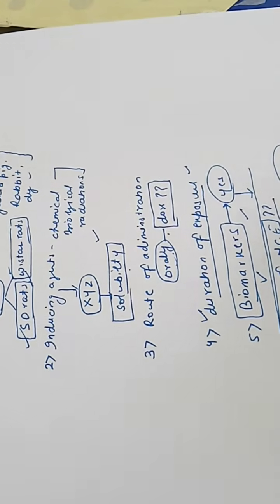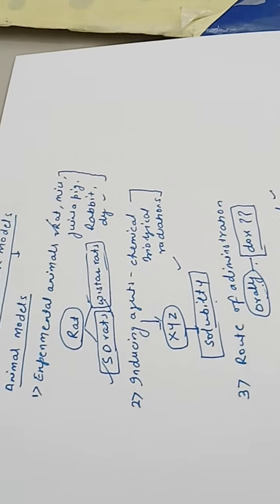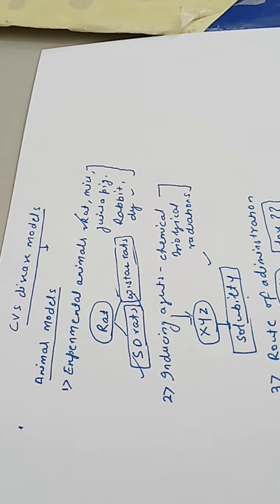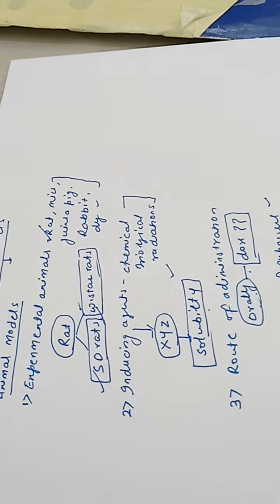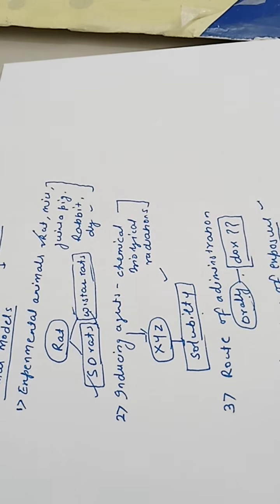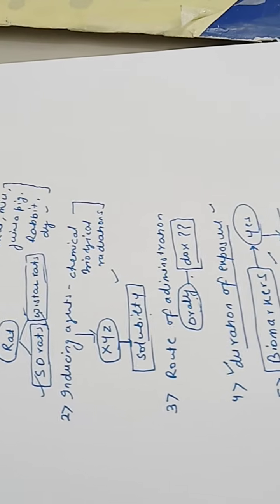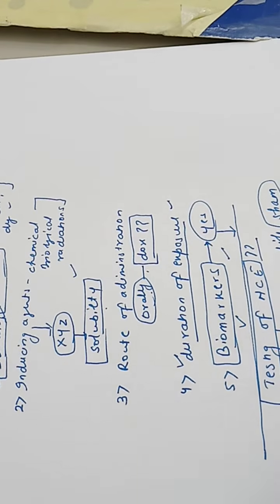So again, I am repeating, in any animal model, you should write the following important information. You have to understand which experimental animal, whether rat, and in experimental animals which species. And then the next thing is inducing agents: which inducing agent, what is its solubility, what is its route of administration, what is its dose, what is its duration of exposure, and what is the biomarker for that particular disease. So that information you have to write in the development of any animal model.